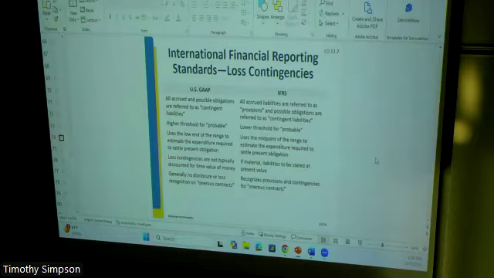Because $1 in hand today is worth more than $1 in the future, and so if it's in the future, you've got to discount it back to today. And then finally, no disclosure of loss from what are called onerous contracts. That concept doesn't really exist in GAAP accounting. It does in international standards.